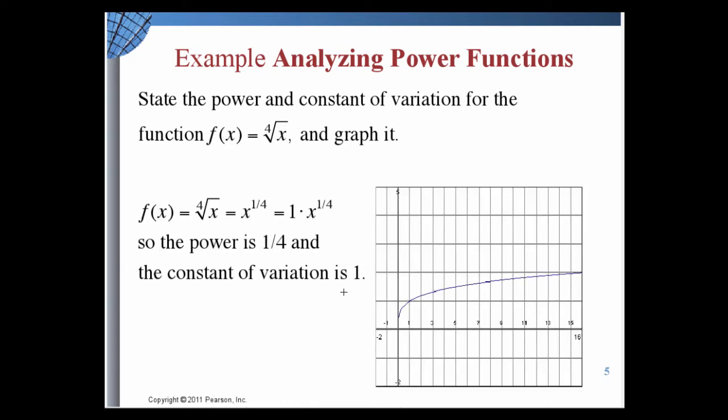So f of x equals the fourth root of x is equivalent to x to the 1/4 power, which is equivalent to 1 times x to the 1/4 power. So the power is 1/4, and the constant of variation is 1. And this is what the graph of x to the 1/4 power, or the fourth root of x, looks like. Most root functions, square root, cube root, fourth root, and so on, have this general shape in their graphs.